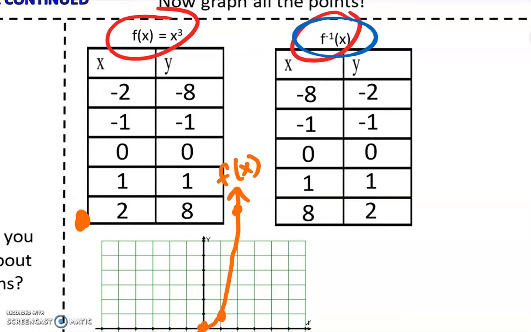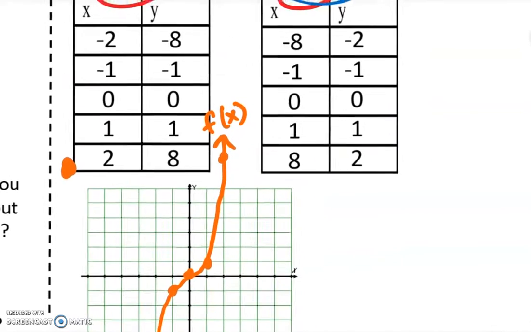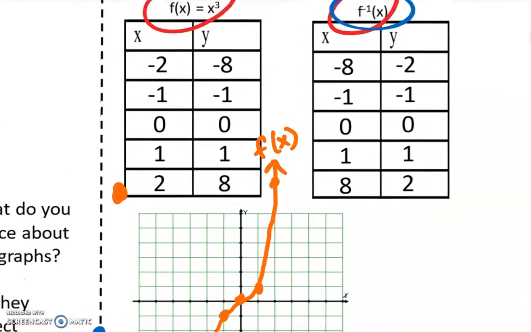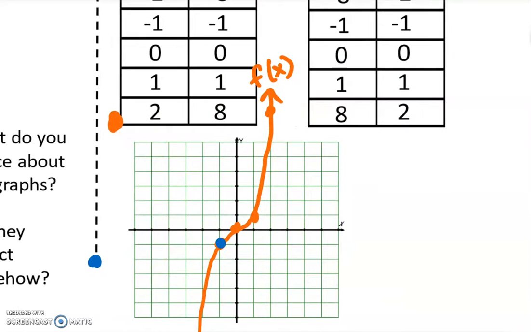And we'll do the inverse in blue. So negative 8, negative 2. 1, 2, 3, 4, 5, 6, 7, 8. Negative 2 is probably right here. Negative 1 is here. 0, 0, 1, 1. 1, 2, 3, 7, 8, 2 is going to be right here. So that graph's going to look something like that.